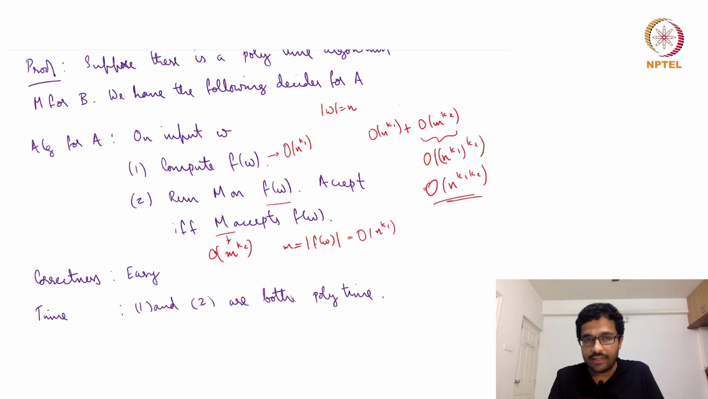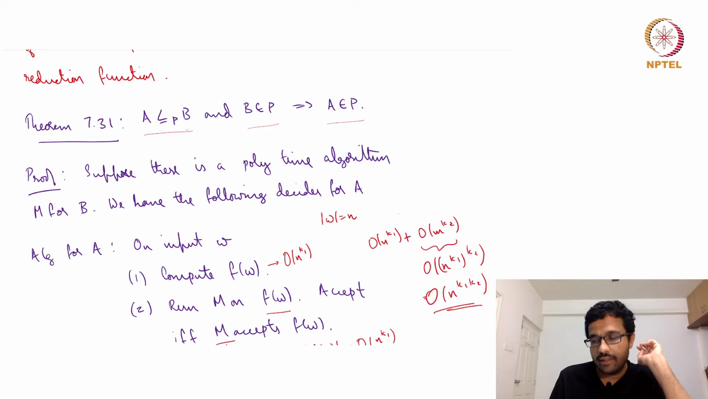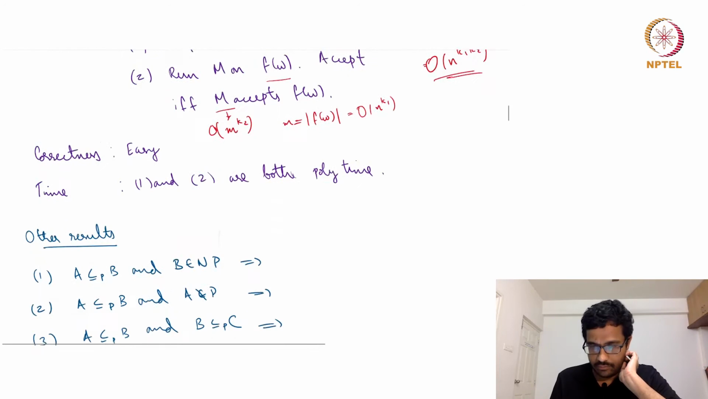So it is polynomial in the length of the input instance. The input instance here is w, and the length of w is n. So it is polynomial in n because it's n to the power some constant. Even though it's a bigger constant than either one, k1 k2 being potentially bigger, it's still a constant. So what we have seen is that if A reduces to B in polynomial time and B is in P, then A is also in P.